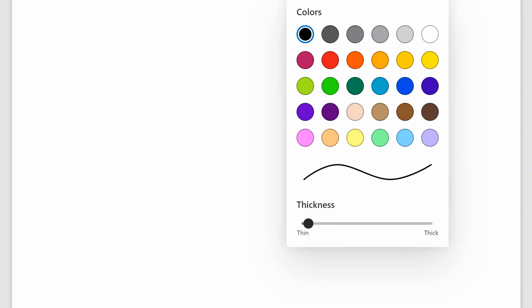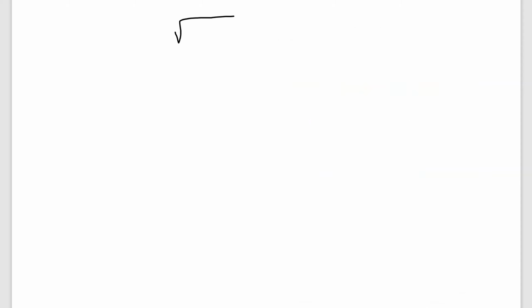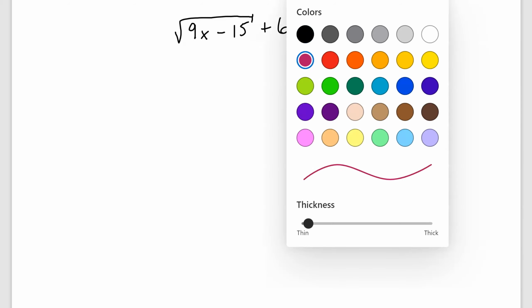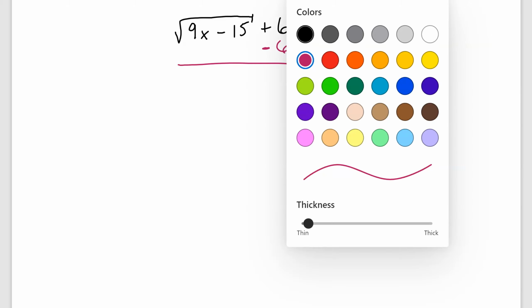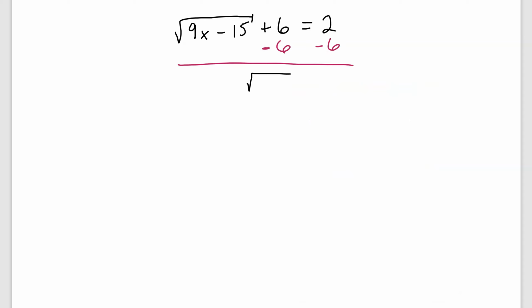Let's look at one more. I have the square root of 9x minus 15 plus 6 is equal to 2. So again, we need to isolate the radical. So I'm going to subtract 6 on both sides. And this gives me that the square root of 9x minus 15 is equal to a negative 4.